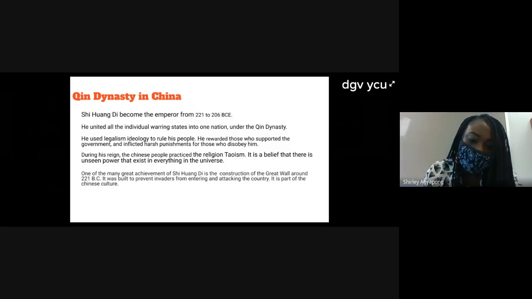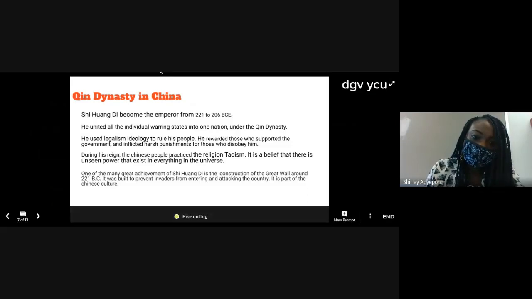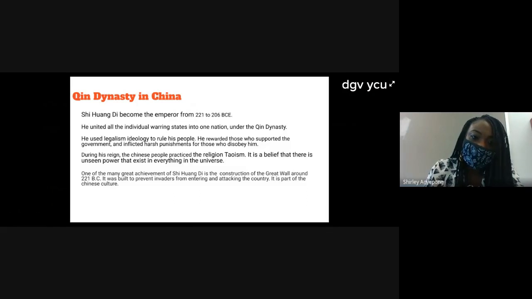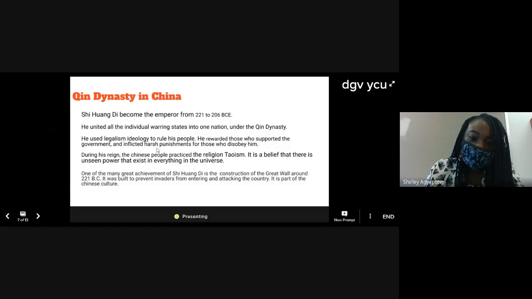One of the many great achievements of Shin Hondai is the construction of the Great Wall around 221 BC. It was built to prevent invaders from entering and attacking the country. It is part of the Chinese culture. Okay, so we're going to move on to the next slide.